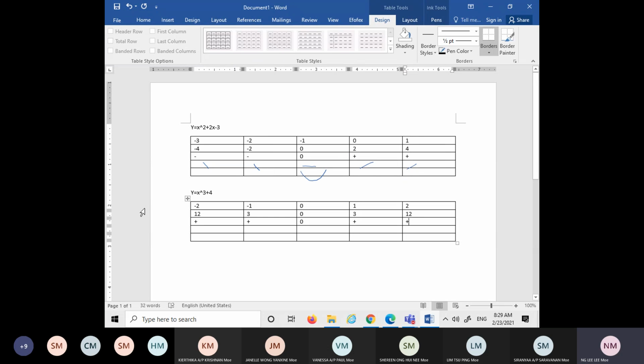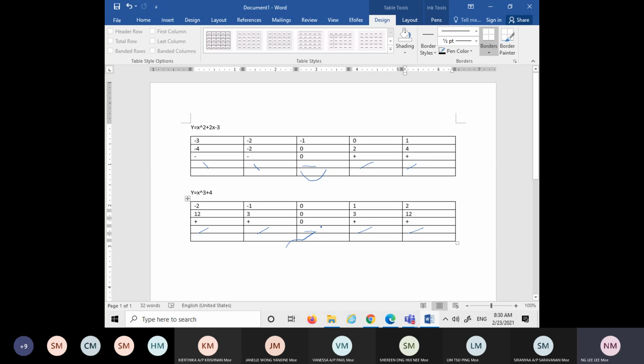Okay, so positive, the gradient is this way, 0 is this way, and then back to this way. So sketching the graph, I don't know how to sketch, it will be something like this way, and then flat, and then continue this way. So that you know this is not a maximum or minimum point.